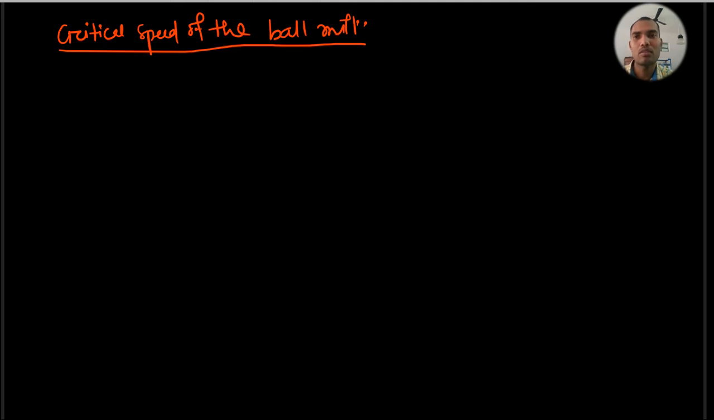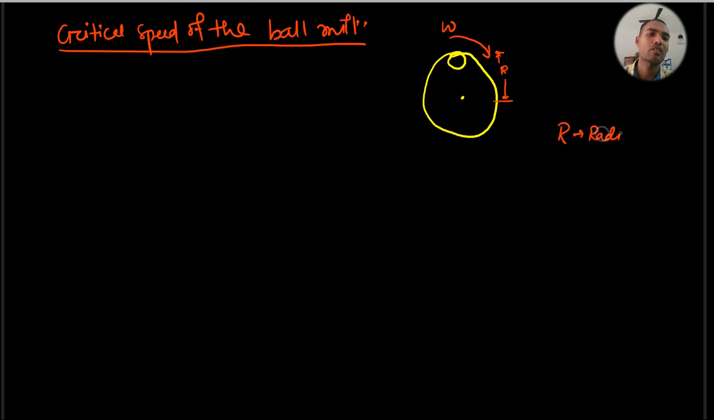Now let's assume the balls are rotating at critical speed. So we will take this as my cell. This is the ball, this is the center. Now what will happen? The cell is rotating from left to right, let's say with an angular speed of omega. Now this is my radial height. The capital R is nothing but the radius of the cell.